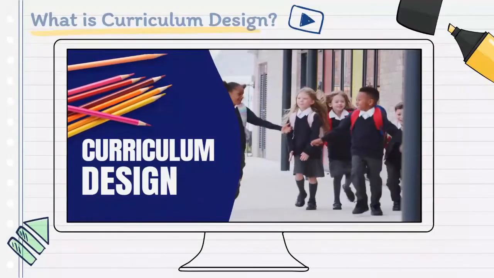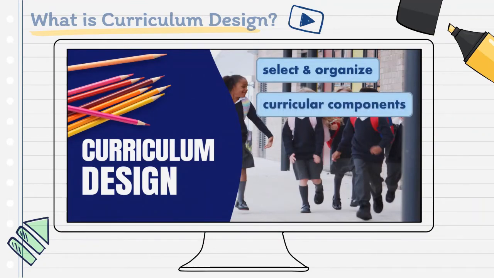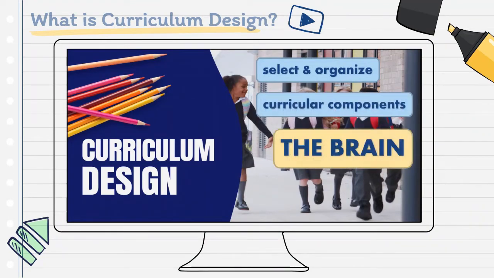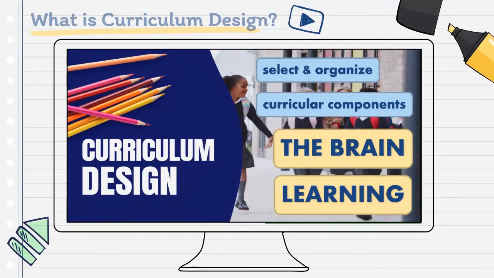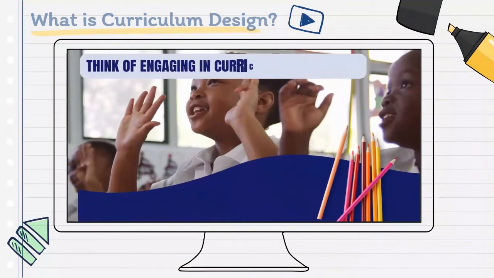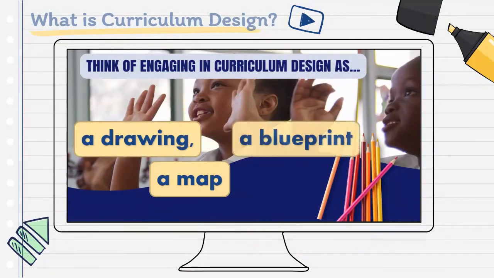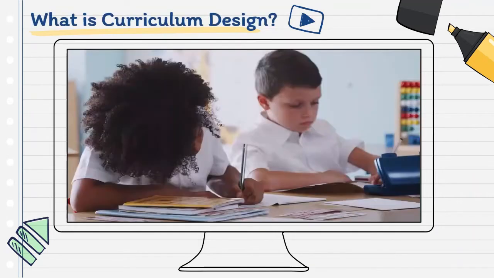First, we are going to talk about what is curriculum design. So in curriculum design, we are attempting to select and organize curricular components in ways that will address the brain so that learning will occur. Think of engaging in curriculum design as a drawing, a map, a blueprint, or a draft. Hence, it is not surprising that there is a variety of opinions regarding how to design the curriculum.